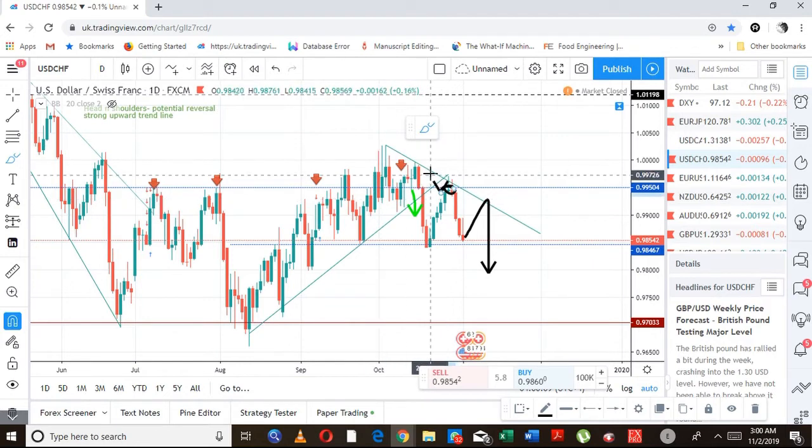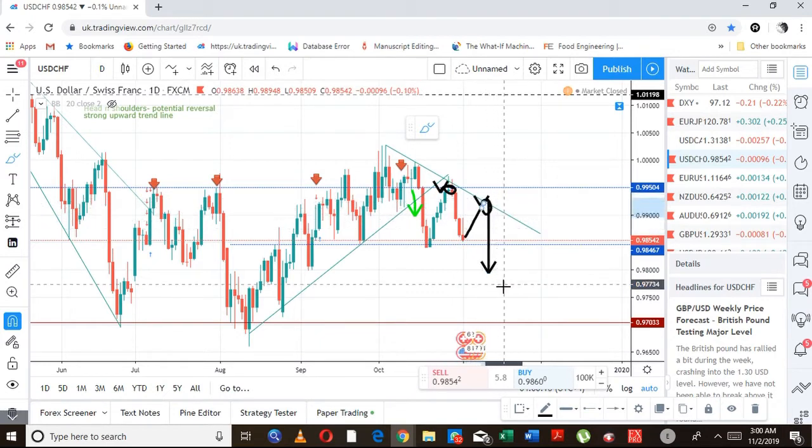Now what's next? I want to see a bit of a pullback to that area, a retest, and follow the trend all the way down. This area might be a very strong support area, but let's wait and see. If the price breaks through, we're going to open our second position on USD CHF.